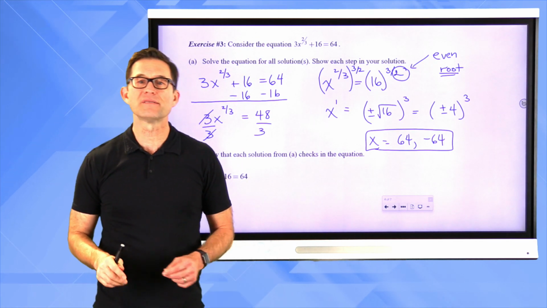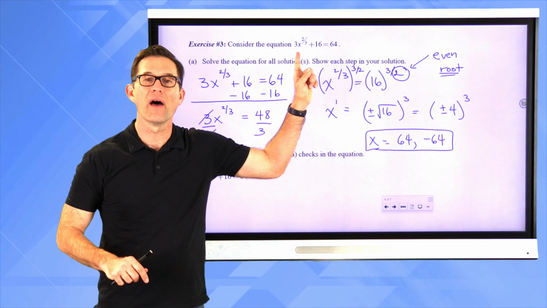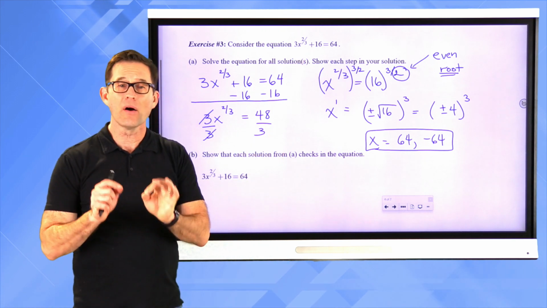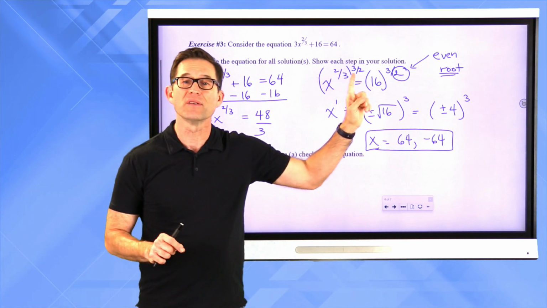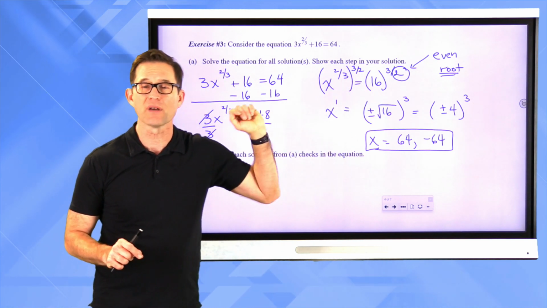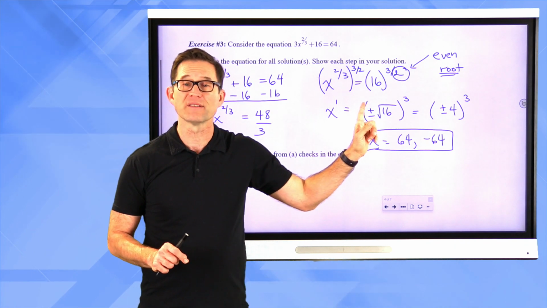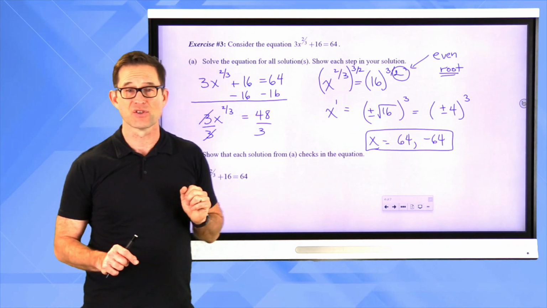All right, now you might be saying, well, wait a second though, I started with an odd root. Sure, absolutely. But in solving the problem, you ended up having to take a square root of both sides, and because we take an even root, we're getting both a plus and minus answer.